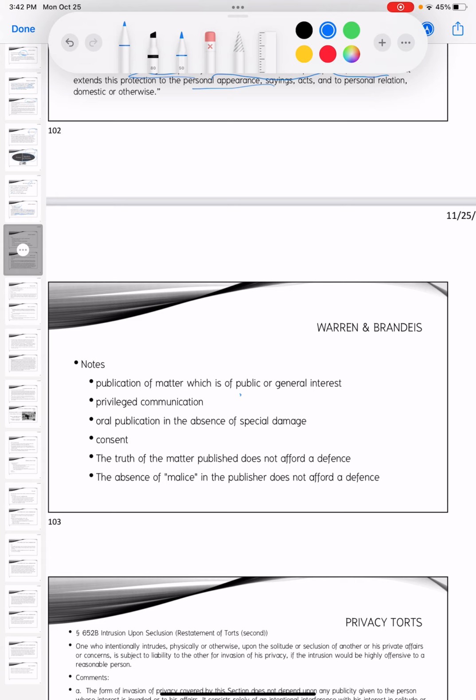So Warren and Brandeis have some notes on this kind of right. He said that this kind of right is not absolute. It doesn't mean that this right cannot be accepted. There are some cases that this right should not be protected as well. For example, the publication of matter which is of public or general interest is okay. It doesn't count as the violation of this right. Of course, again, we believe in this situation that the public interest prevails, right? And the public interest has been facilitated by the media freedom, right?